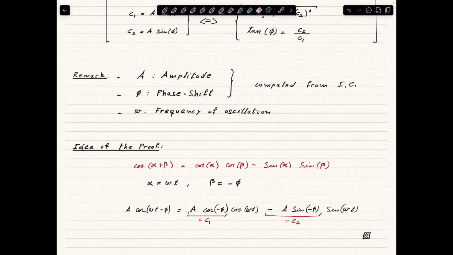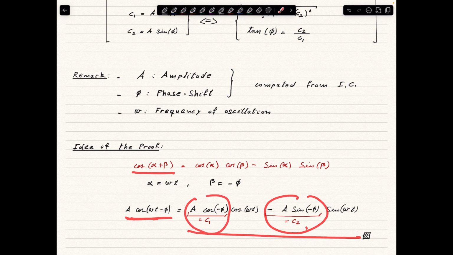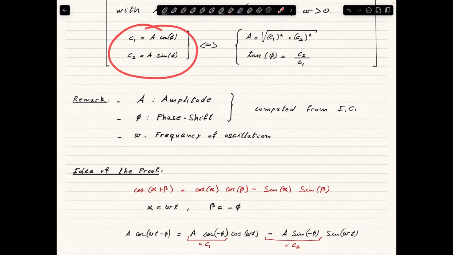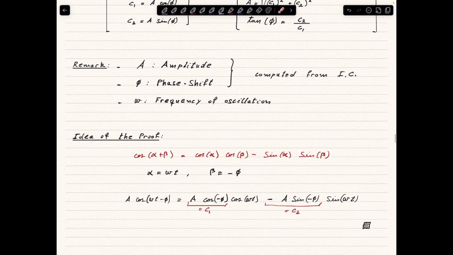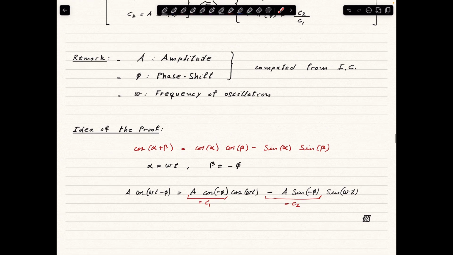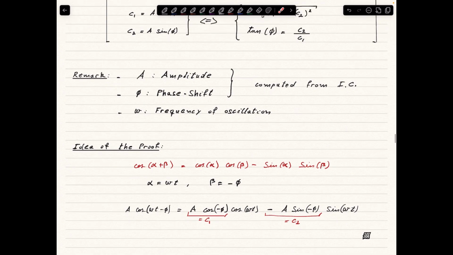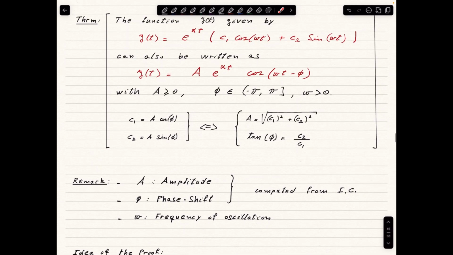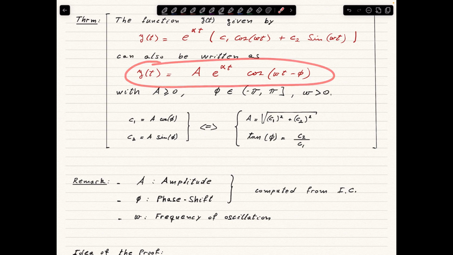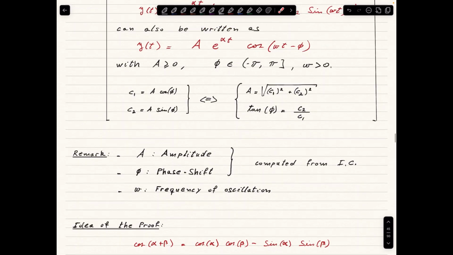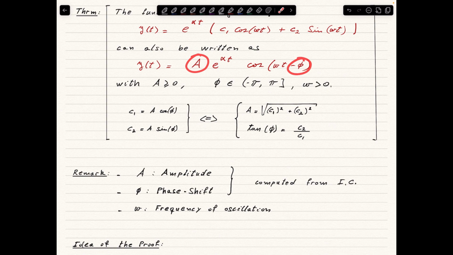So it's easy to see that then you can split this A cosine in this form. This is going to be the coefficient C1, this is going to be the coefficient C2, which are essentially given by these formulas here. So the details are left for the viewer. And now we are going to see how we can use this expression in an initial value problem for a mass spring system, and how we compute the amplitude and the phase shift in terms of the initial conditions.